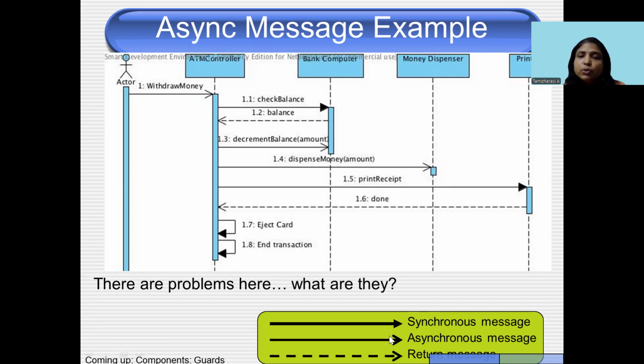There are three different types of links you can see: the synchronous message, the asynchronous message, and the return message. These are the three notations used for synchronous, asynchronous, and return messages.